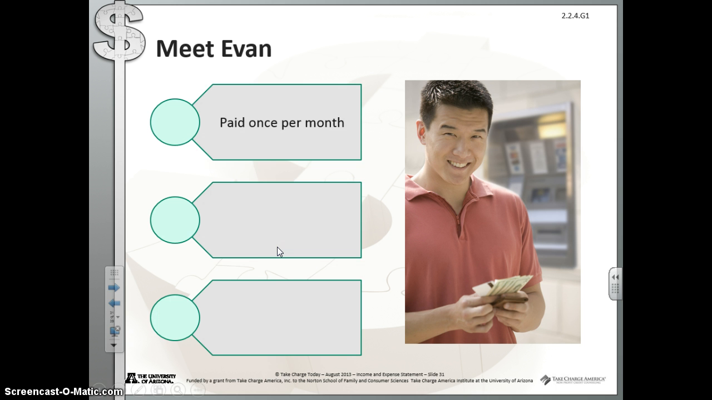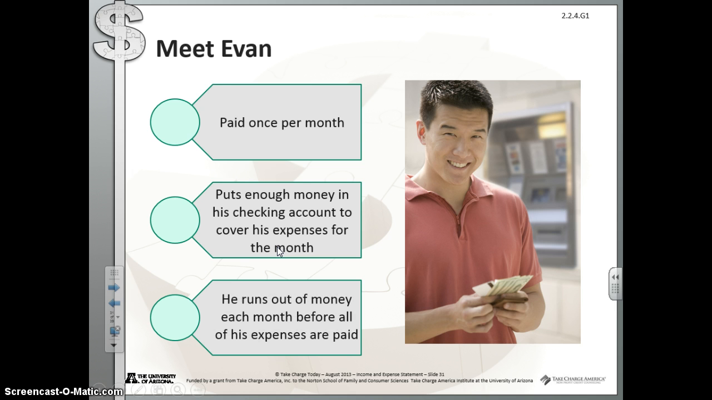He's paid once per month. He puts enough money into his checking account to cover his expenses for the month. He runs out of money each month before all of his expenses are paid. So that's a problem. So this would be a great time to do an income and expense statement when you're trying to track what have I been doing with my money.